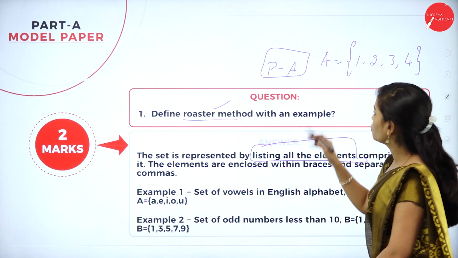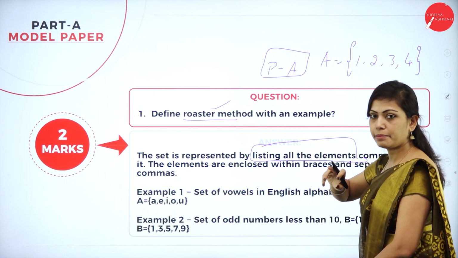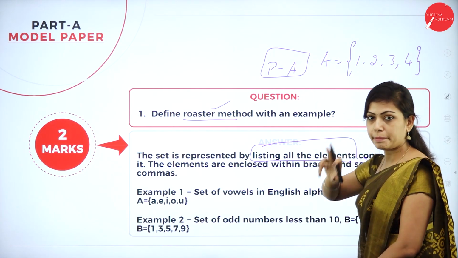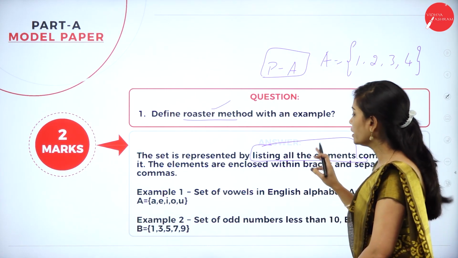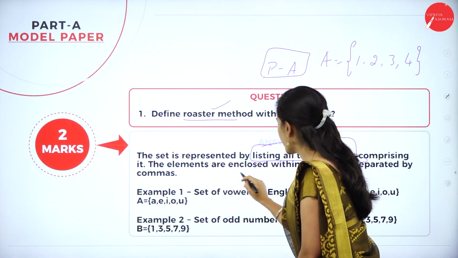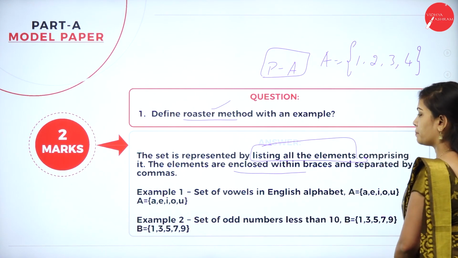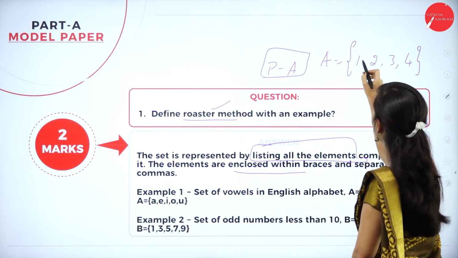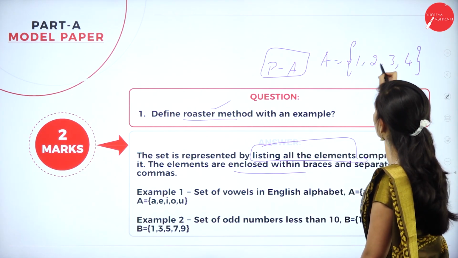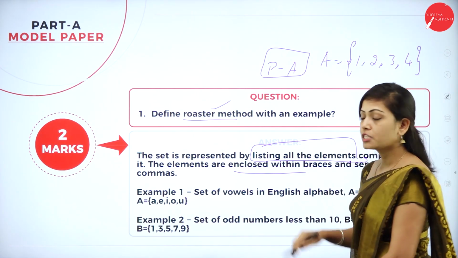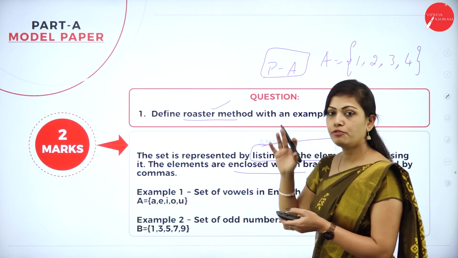Example. Here I have written one set of elements. A set is represented by a capital letter. So A is equal to {1, 2, 3, 4}. Is it clear? Now the elements are enclosed within braces and separated by commas. Clear? Now I'll give an example for roster method.